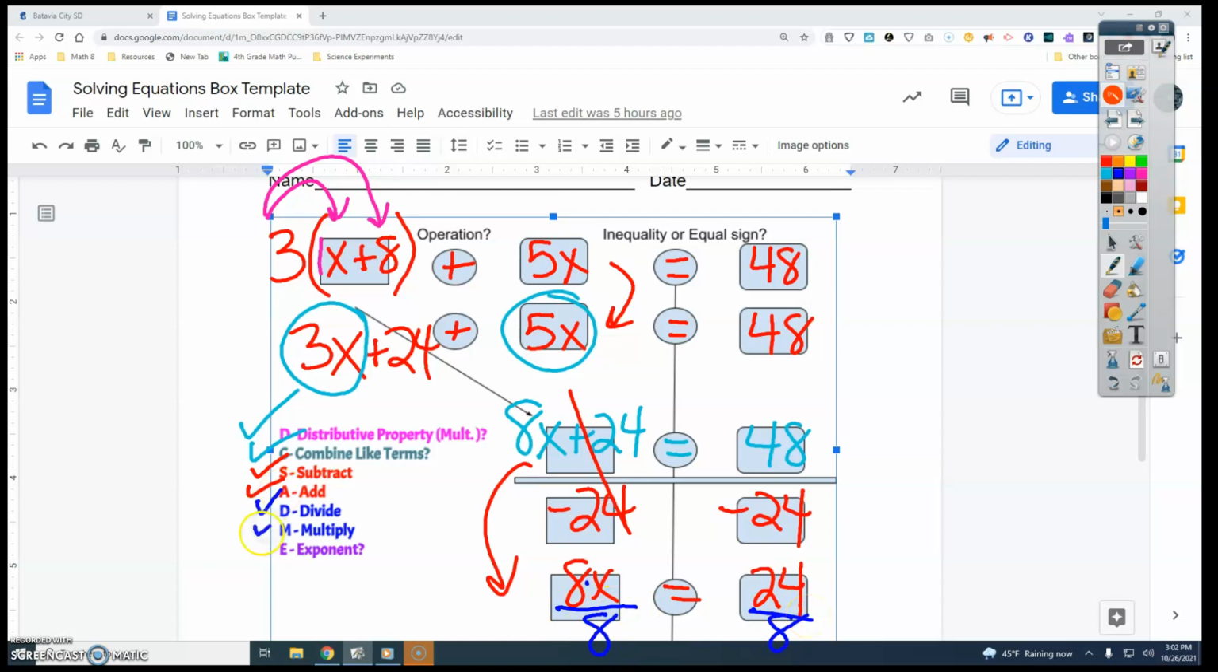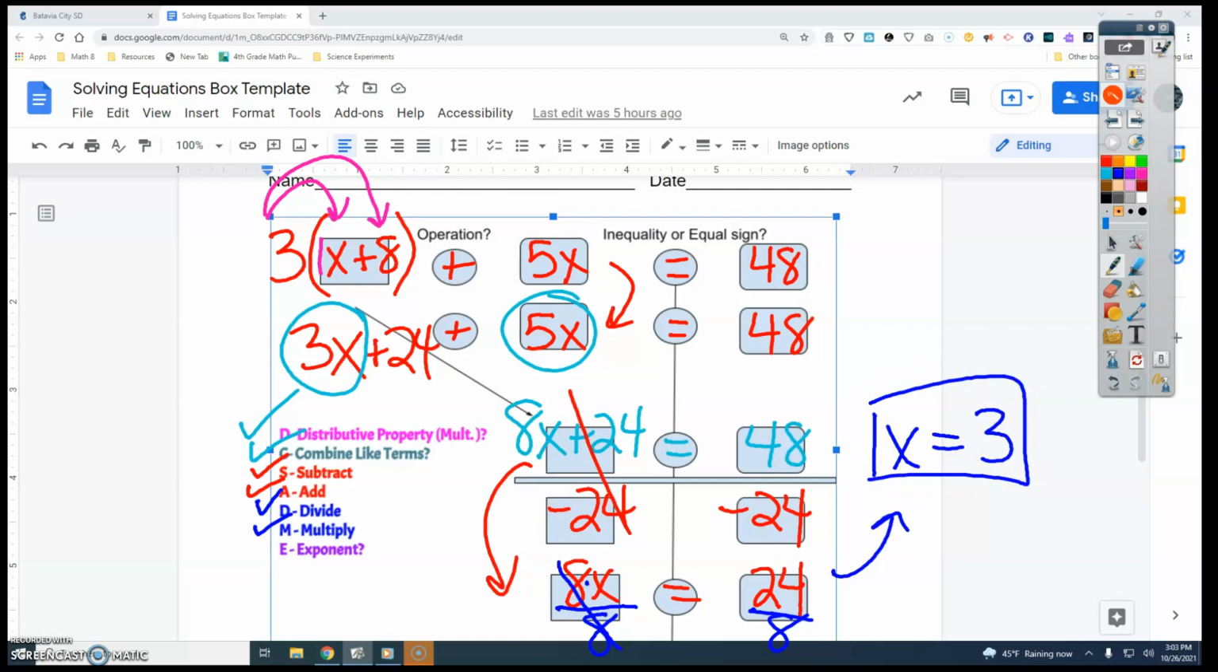I'm going to cross these off because we're just about done. And these 8's cancel. 8 divided by 8 is 1, and that makes perfect sense because there is 1x left. We just don't write that invisible coefficient up front. So I'm going to move over here. X is going to equal, what is 24 divided by 8? Well, 24 divided by 8 is 3. Okay? So when I do that, I get x equals 3.